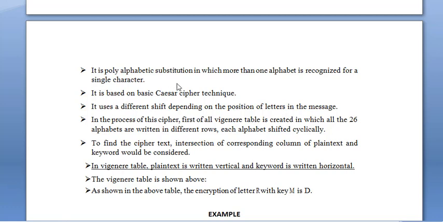So Vigenere cipher is a polyalphabetic substitution in which more than one alphabet is recognized for a single character.